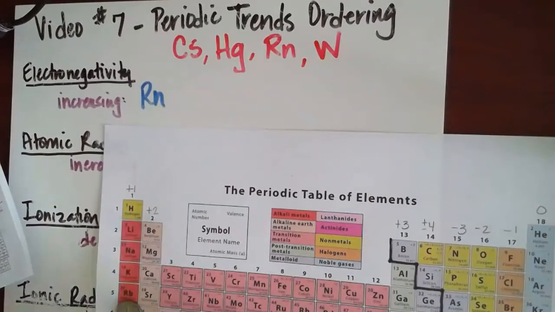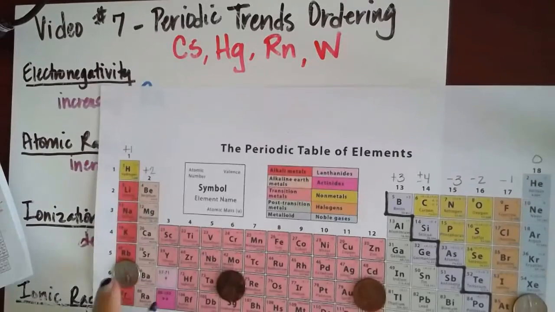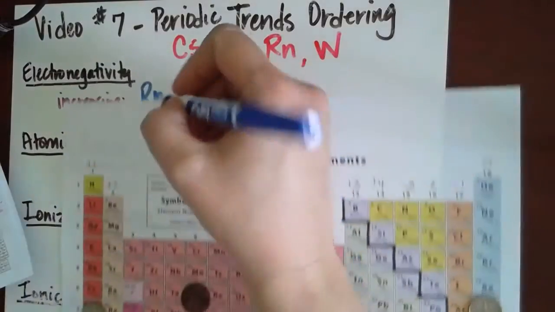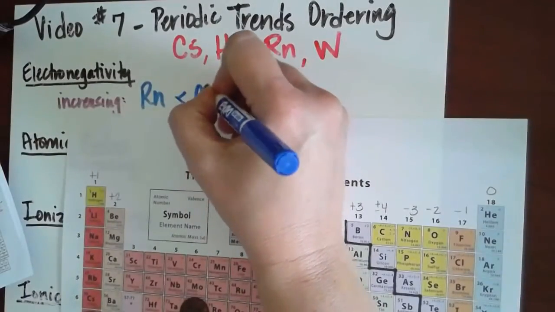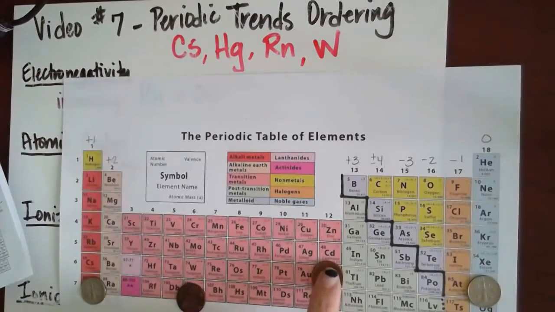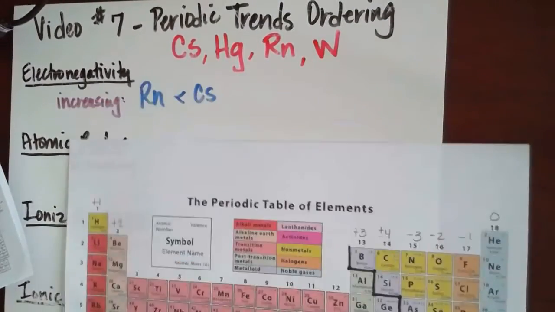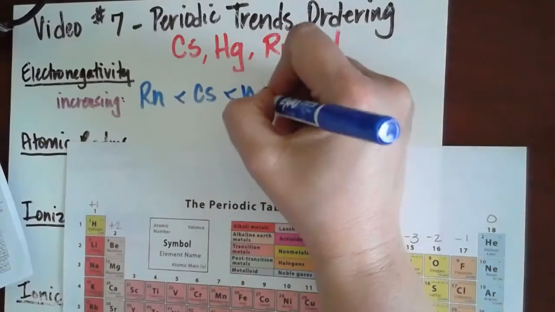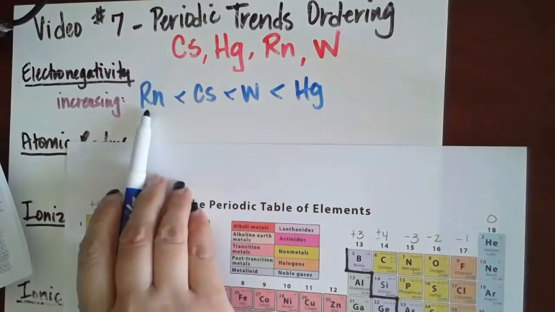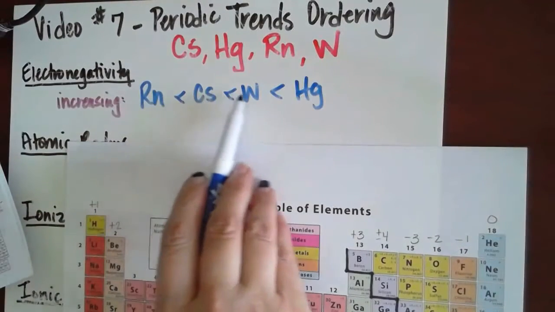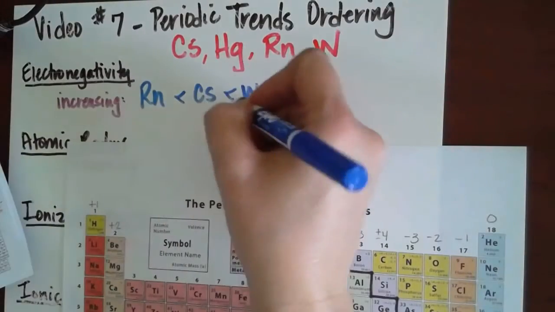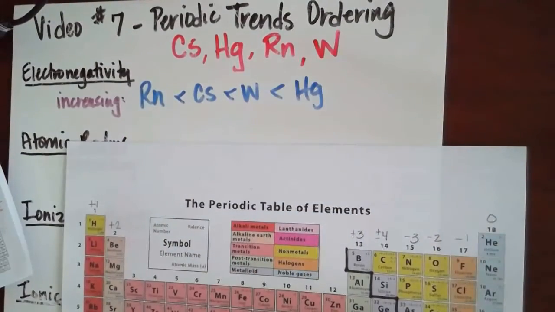After that, in increasing order, it should be whatever you have on your periodic table. So then it would be Cs, then it would be W, and then it would be Hg. So Rn is the smallest, and then Cs is greater, W is greater, and Hg is the greatest. You could have also put commas. I just, for some reason, that's how I do it.